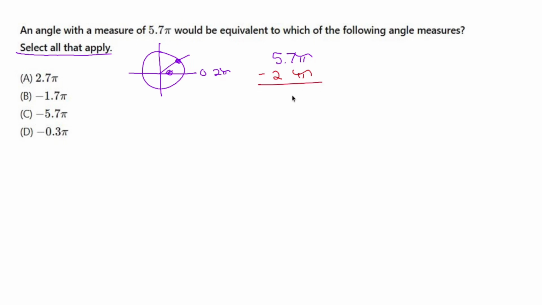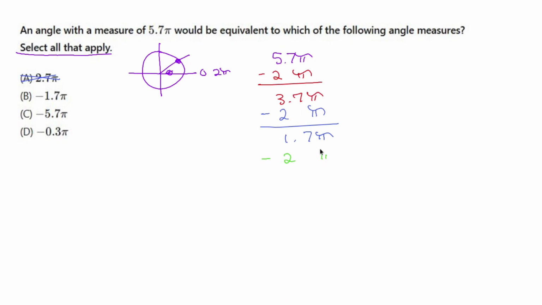Subtracting 2 pi gets me 3.7 pi. None of those are an option. So let's do it again. Subtracting 2 pi is going to get us 1.7 pi. None of those is an option, but I did pass 2.7 pi, so at least I can cross that out.